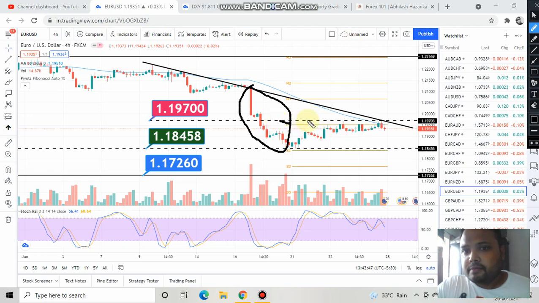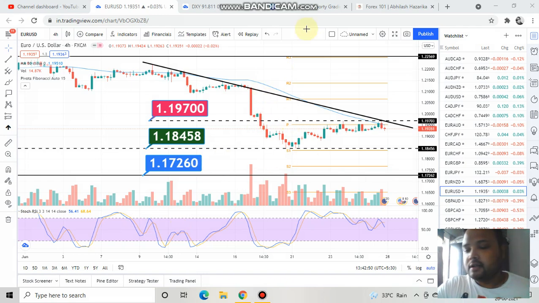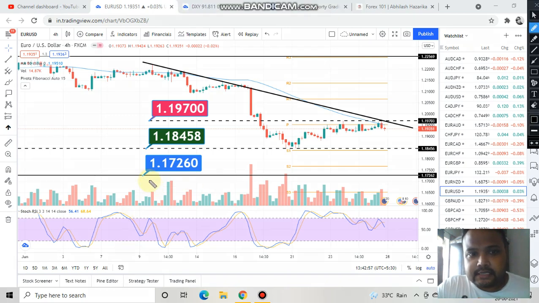Apart from this particular range, I have got many lines here on the chart, so let me explain one by one. First and foremost, we have got this 1.1726 level. This is the most important level for the market, because this is the support. This support level belongs to the weekly chart.